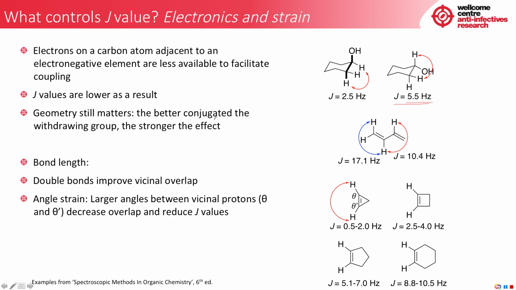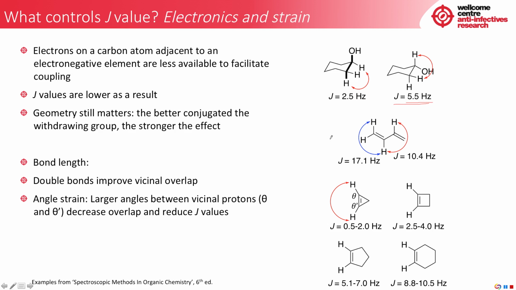Bond length is also important. So this shorter pi bond here is able to transmit information between the nuclei more effectively than this sigma bond that you have in between here, and there's a big difference in the J value as a result.